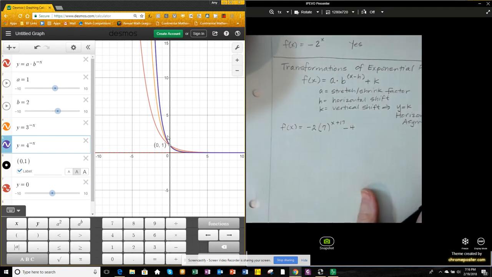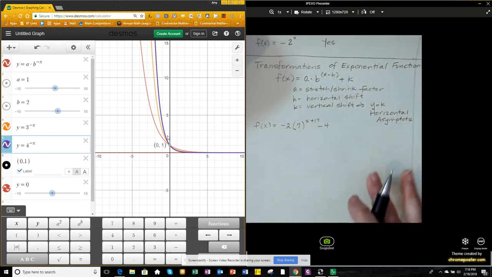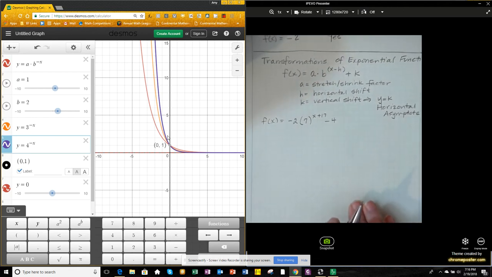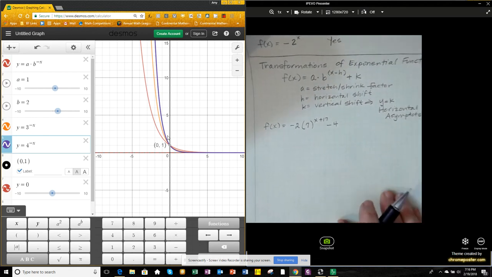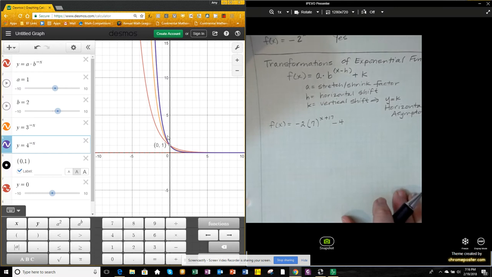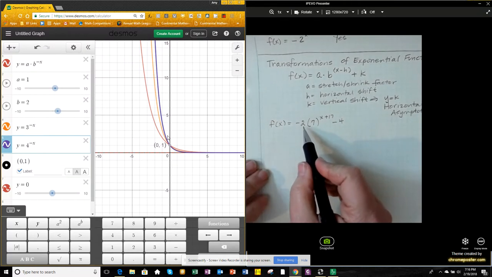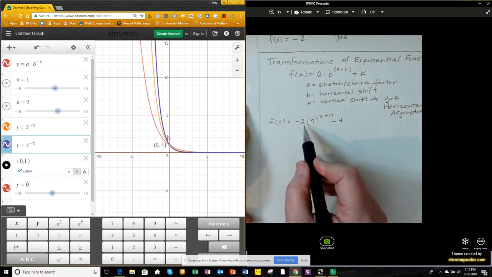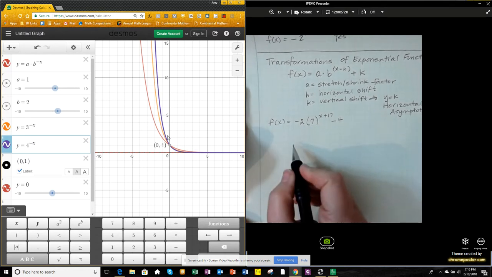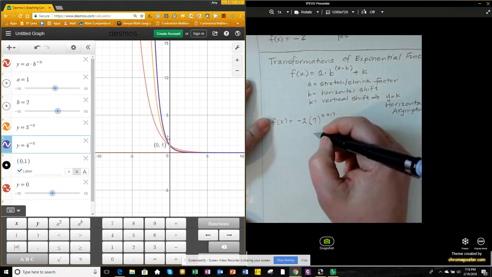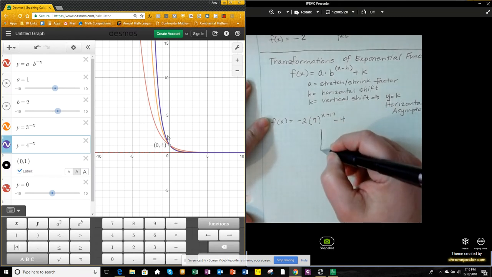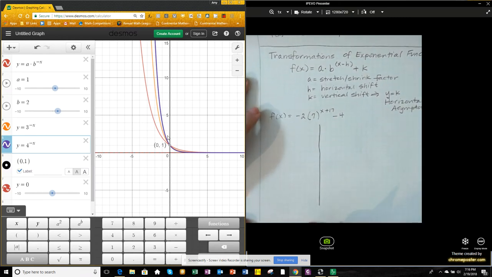The good news about an exponential is they always have horizontal asymptotes, and if their stretch or shrink factor is positive, it lives above the horizontal asymptote, and if the stretch or shrink factor is negative, it will live below. And in this case, our stretch or shrink factor is negative, so this is going to live below the horizontal asymptote, which happens to be at negative 4.